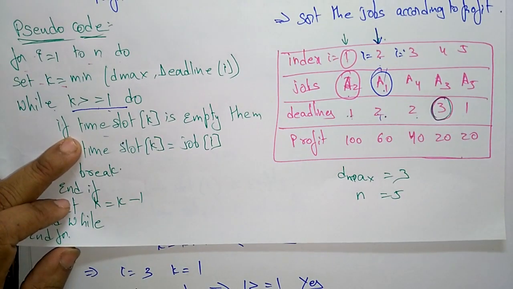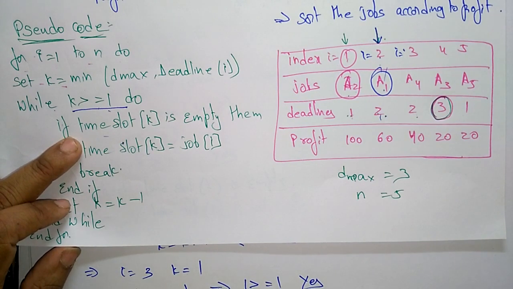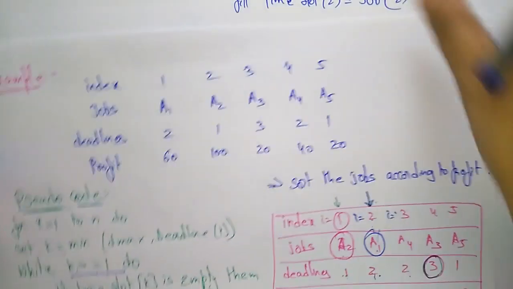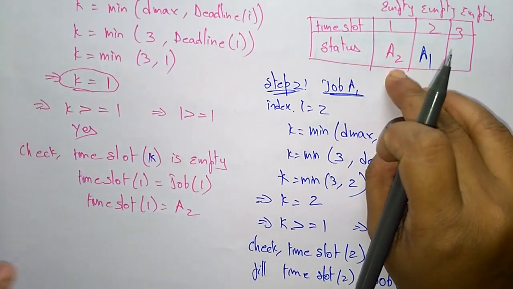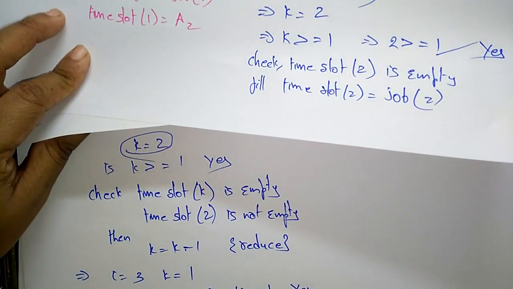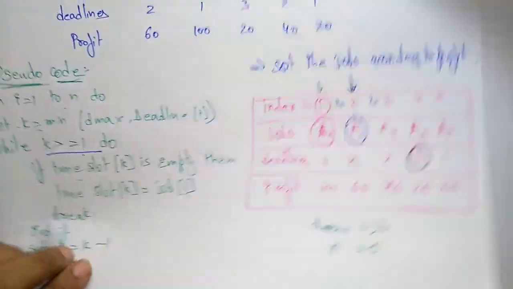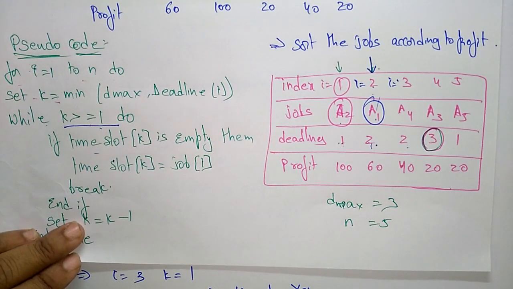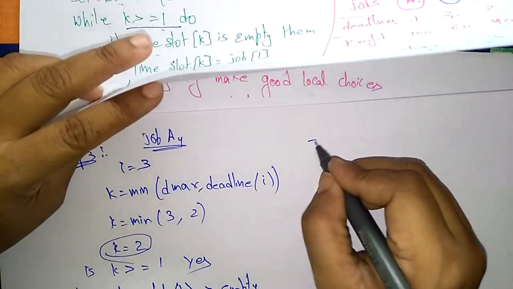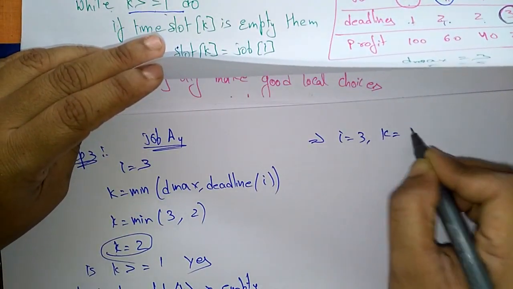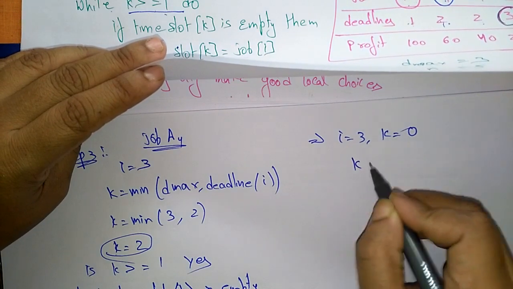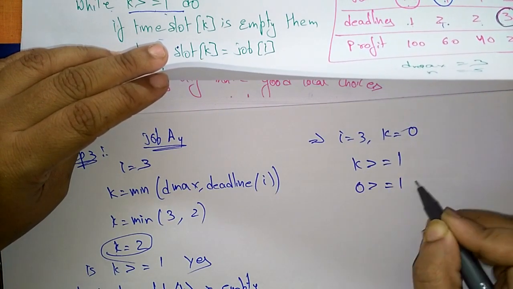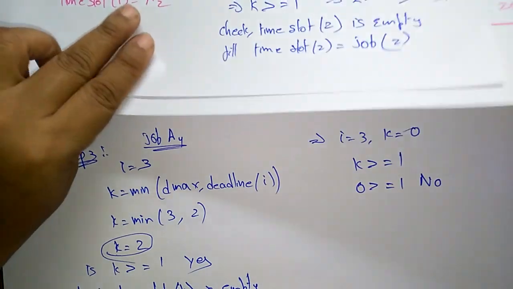So whenever it is yes, it enters this statement. Check if time slot of k is empty. No, because time slot of 1 is already filled, not empty. So whenever it is not satisfied, I have to break the while loop and reduce k is equal to k minus 1. Now I is equal to 3, k is equal to 0. Again check: is k greater than or equal to 1? Is 0 greater than or equal to 1? No. So this condition fails.